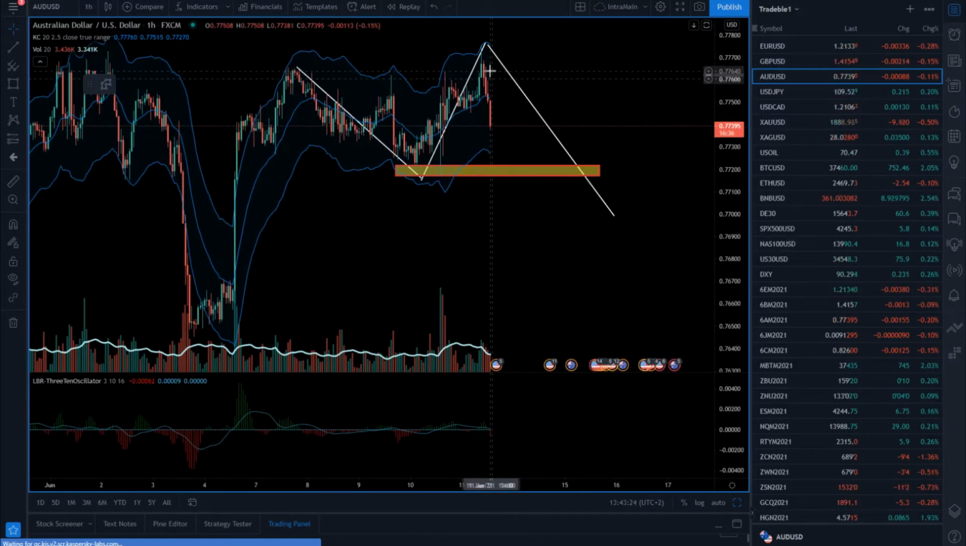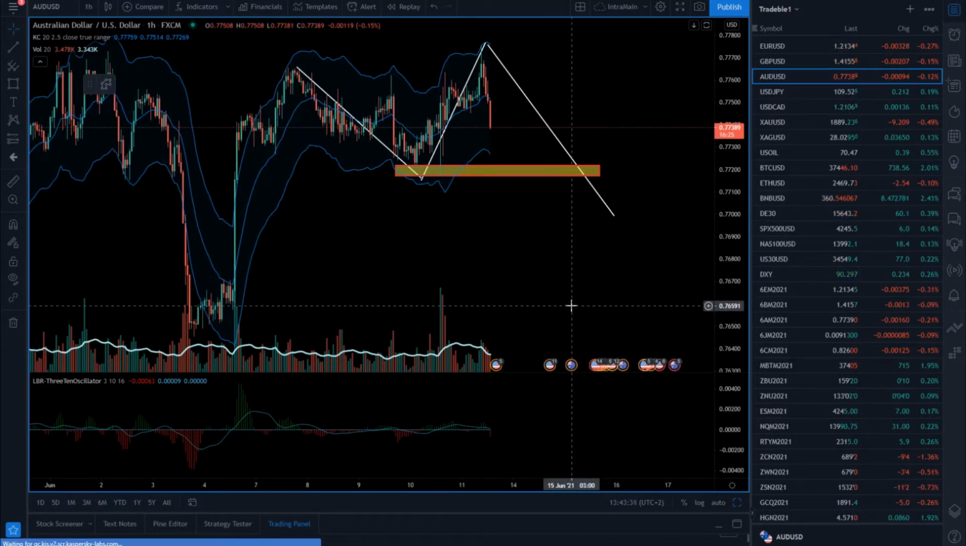I definitely see that we are in the creation of the second leg, with an ABC followed by another ABC. This looks like a second downside leg. This was the first downside leg, and this is the second downside leg in creation right here.